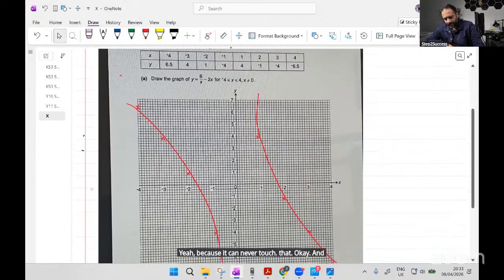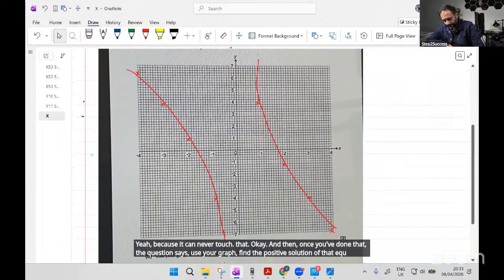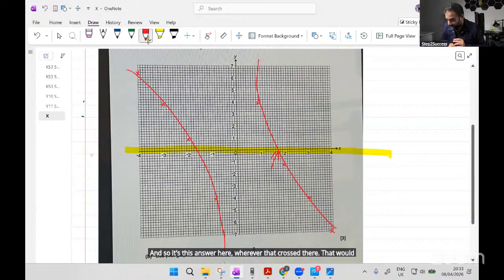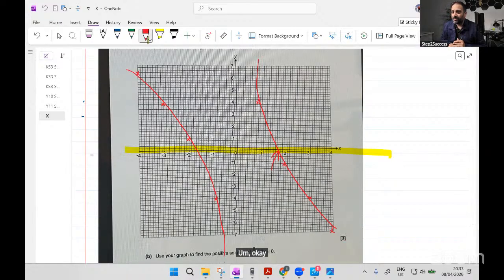Okay, and then once you've done that, the question says, use your graph to find the positive solution of that equals 0. So y equals 0 is this line here, and so the answer is wherever that crosses there. That would be the answer to that question. Any other questions before we finish for today?